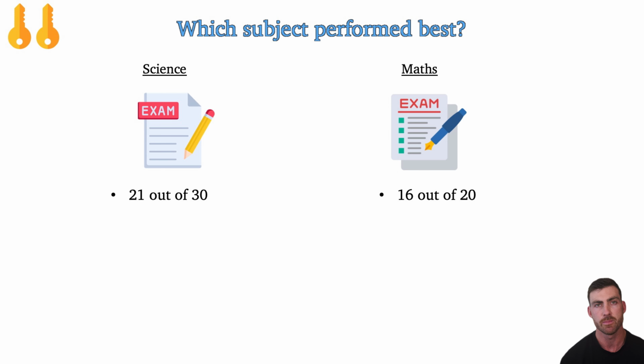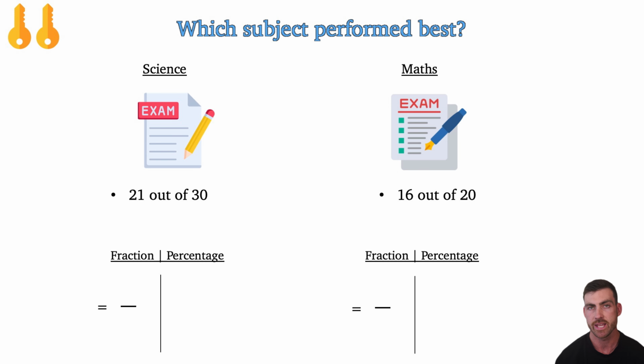What subject did they perform best in? Well, to answer this, let's turn both to a fraction. Let's first write the denominator, which is the total of each exam. For science, the denominator is 30. For math, the denominator is 20. Next, let's write the numerator, which is the amount of marks they got. For science, the numerator is 21. For maths, the numerator is 16.